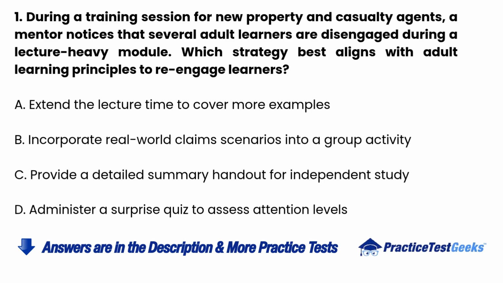1. During a training session for new property and casualty agents, a mentor notices that several adult learners are disengaged during a lecture-heavy module. Which strategy best aligns with adult learning principles to re-engage learners? A. Extend the lecture time to cover more examples.